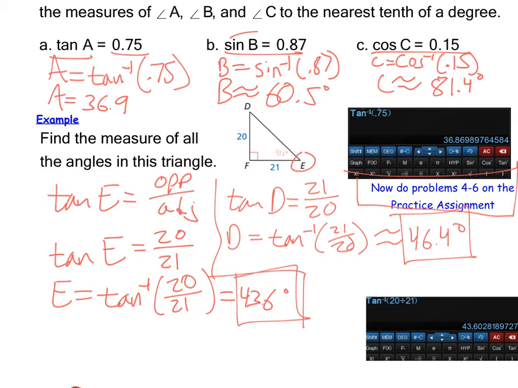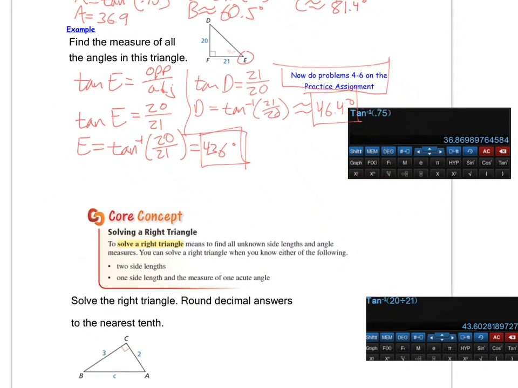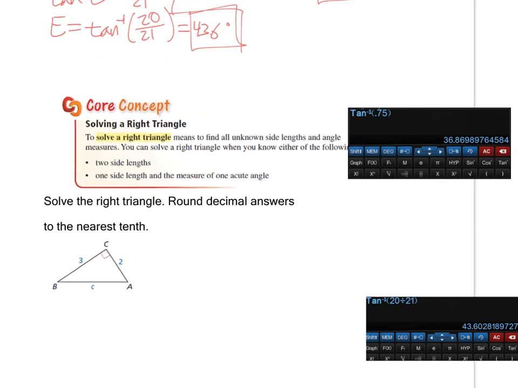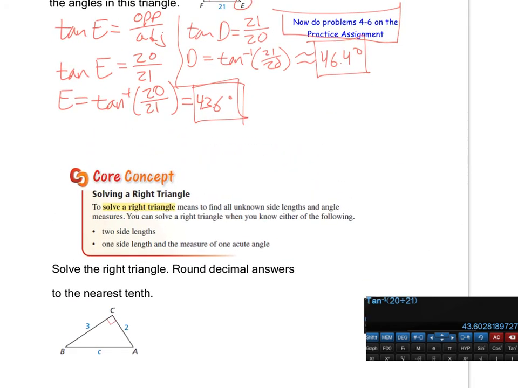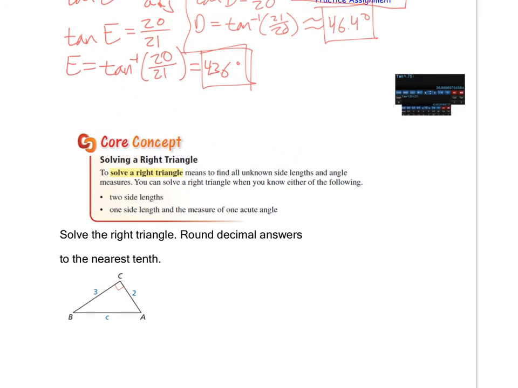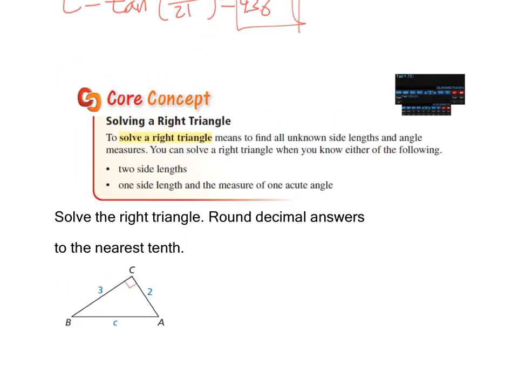So how'd those problems go for you? 4 through 6? Were you able to find those inverse tangents and sines and cosines and all that stuff? Hopefully. Okay, so now our big idea here, so we get our calculators out of here.